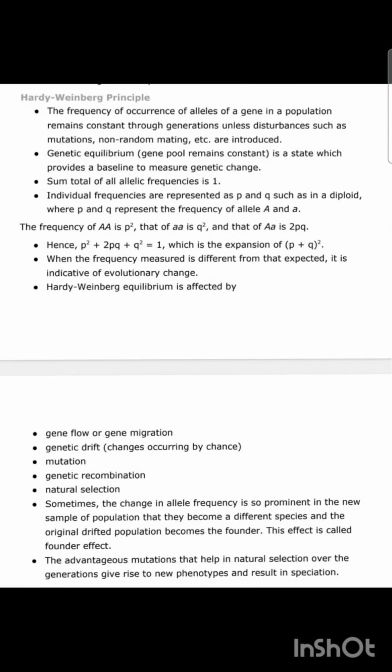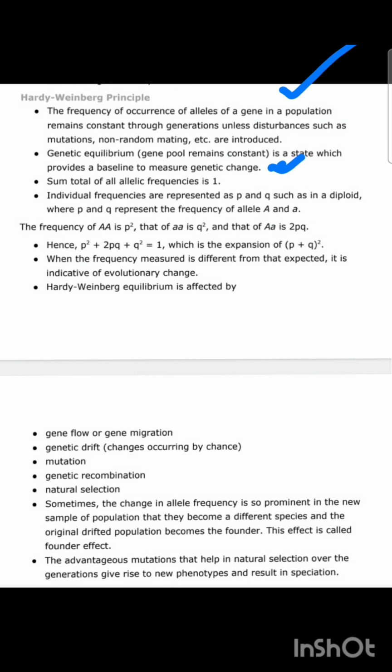Then what is the Hardy-Weinberg principle? According to the Hardy-Weinberg principle, the frequency of occurrence of alleles of a gene in a population remains constant through generations unless disturbances such as mutation, random mating, etc. are introduced. Genetic equilibrium, that means the gene pool remains constant, is a state which provides a baseline to measure genetic change. The sum total of all allelic frequencies is 1.